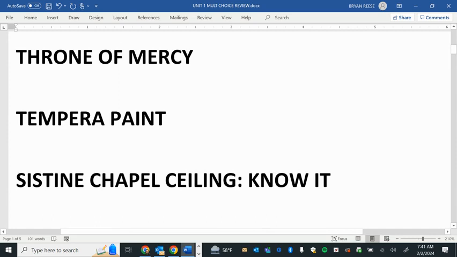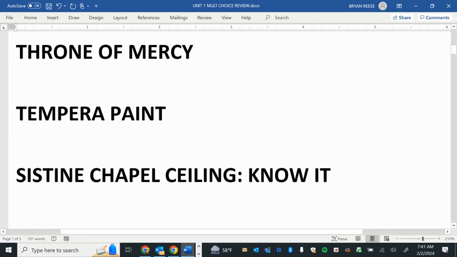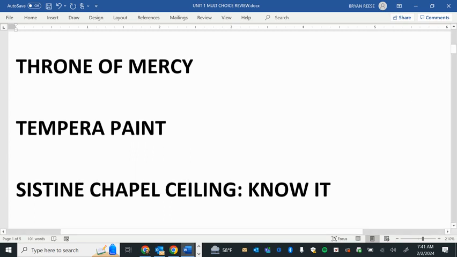Throne of Mercy is another common image in Renaissance art. We got Annunciation, Deposition, Entombment, Pietà, Throne of Mercy. So I'm going to show you a picture of a Renaissance artwork that we never looked at in class, and you should be able to identify the title of it by the clues in the painting. Tell me if it's a Throne of Mercy or... So how would you know a Throne of Mercy? Yeah, that's right. It would have God, the Holy Spirit, and Jesus in it. How do you know the Holy Spirit when you see it? It's a dove.